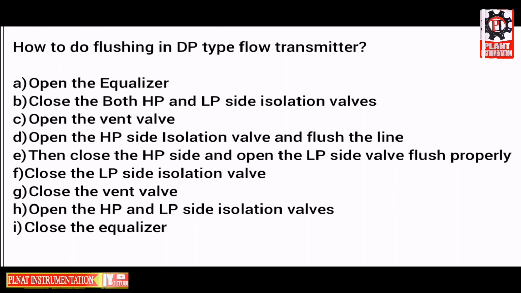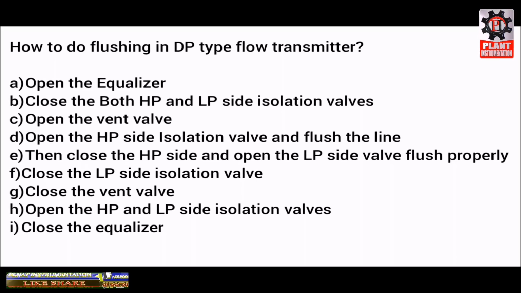How to flush in DP type flow transmitter? Open the equalizer, close both HP and LP side isolation valves, open the vent valve, open the HP side isolation valve and flush the line. Then close the HP side and open the LP side valve, flush properly. Close the LP side isolation valve, close the vent valve, open the HP and LP side isolation valves, close the equalizer.